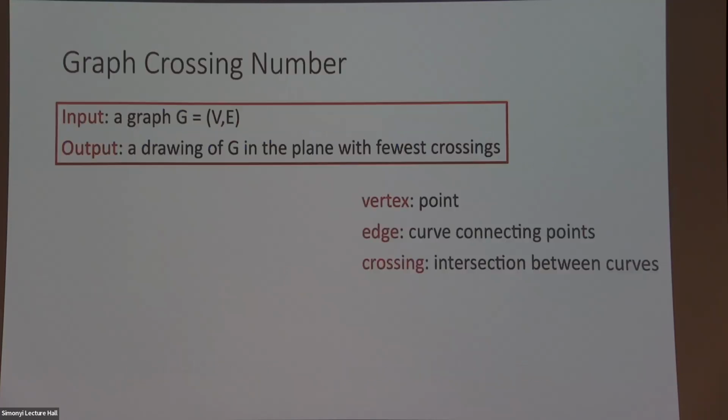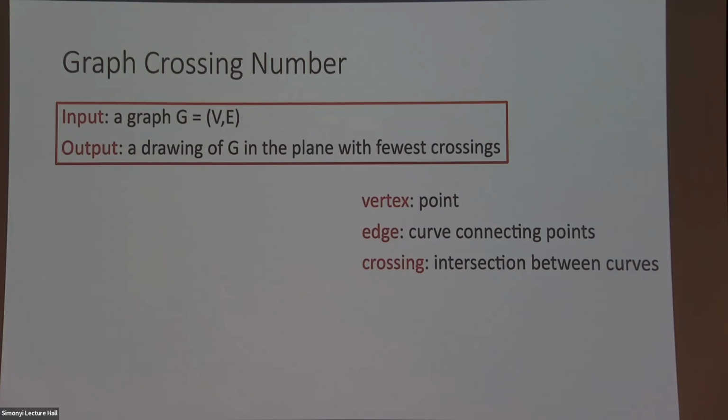Okay, so let me first introduce what the problem is. The problem is called graph crossing number. The input is a graph, which consists of a set of vertices and a set of edges connecting them. And the goal is to compute the drawing of this graph into the plane with fewest crossings.